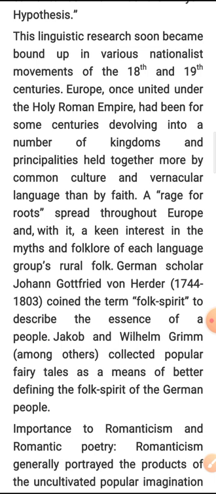The German scholar Johann Gottfried von Herder, 1744 to 1803, coined the term folk spirit. The point to be noted here is that folk spirit was a term created by Johann Gottfried von Herder, 1744 to 1803. This term describes the essence of a people. Folk spirit means the essence of a people.